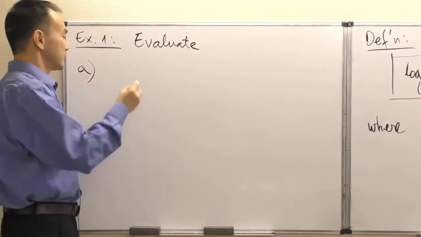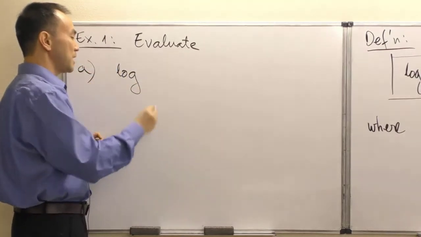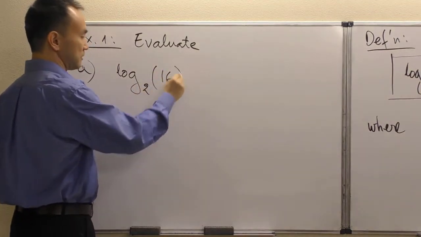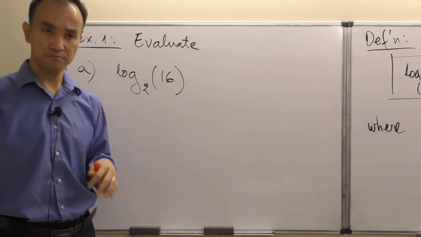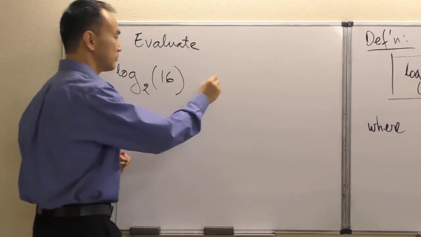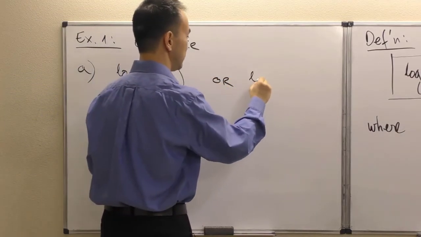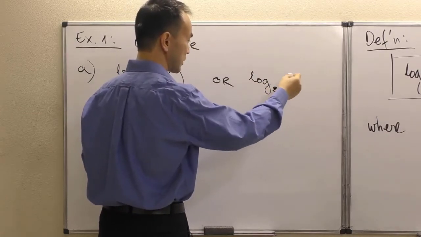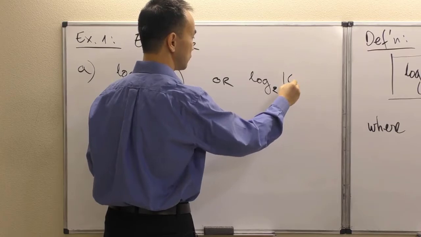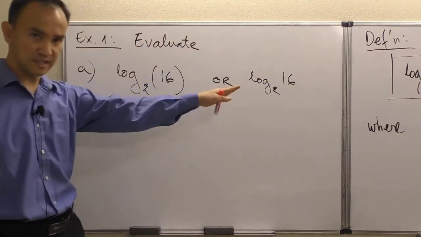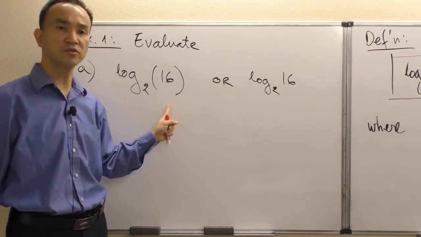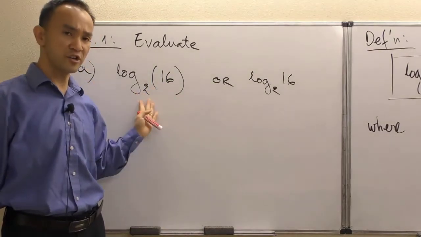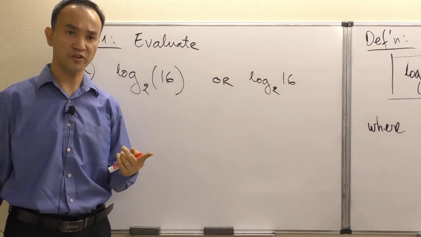Part A. So, log base 2 of 16. Okay, so this is the recommendation. By the way, alternatively, you may see a lot of times textbooks or other instructors or professors may also write this without the parentheses. That's another alternative form, but I highly recommend using this parentheses version. Okay, but now it's a question. What question is that?